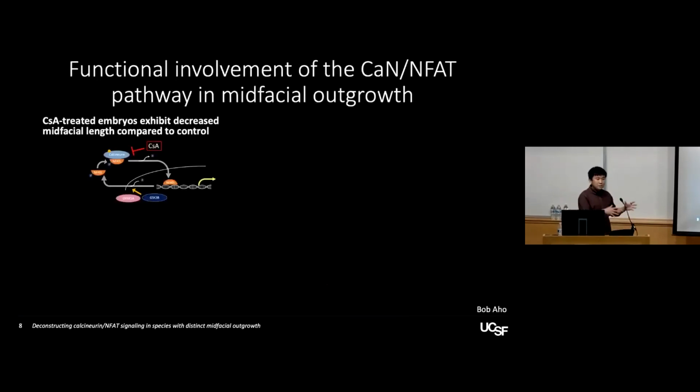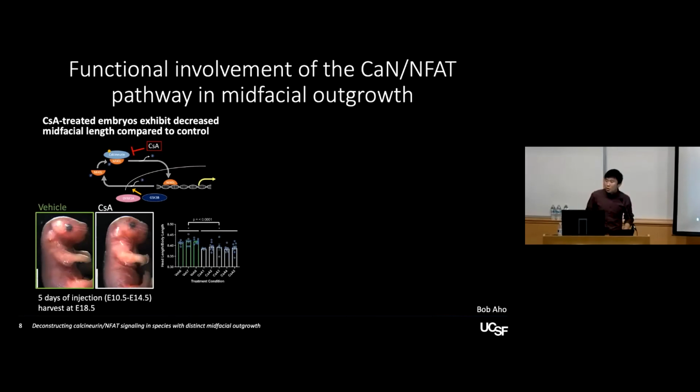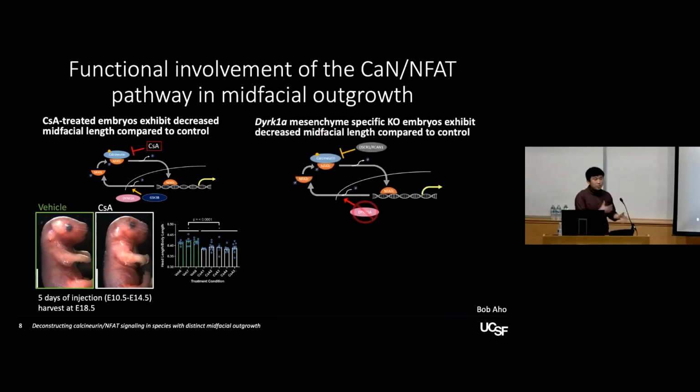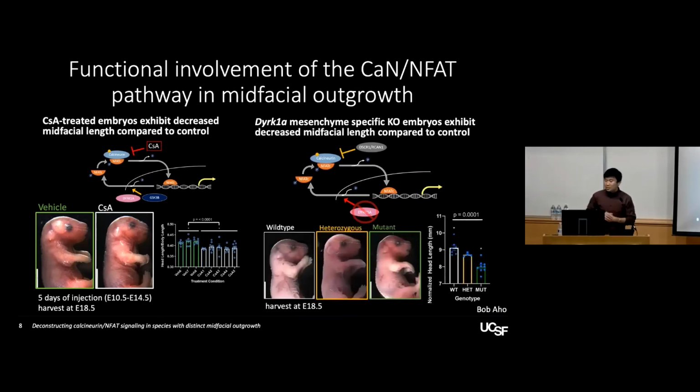So to test the functional involvement of this pathway, I first adopted a pharmacological strategy where I inhibited the activity of calcineurin using a drug called CsA. I used a series of paradigms. I'm only showing you the result of one here, where application of CsA during this critical time window clearly reduced the length of the head. And then I paired the pharmacology with a genetic strategy where I inactivated DYRK1A specifically in the mesenchyme. And once again, saw this dosage-dependent reduction in head length. So these 2 strategies together show that proper titration of this pathway is really critical for craniofacial development.